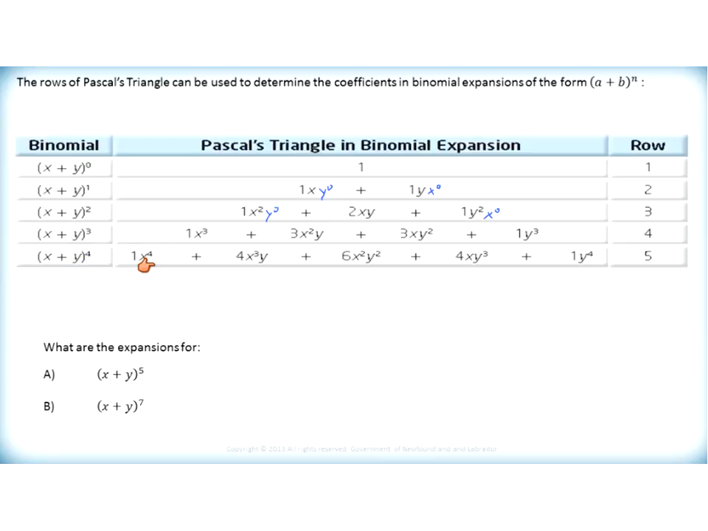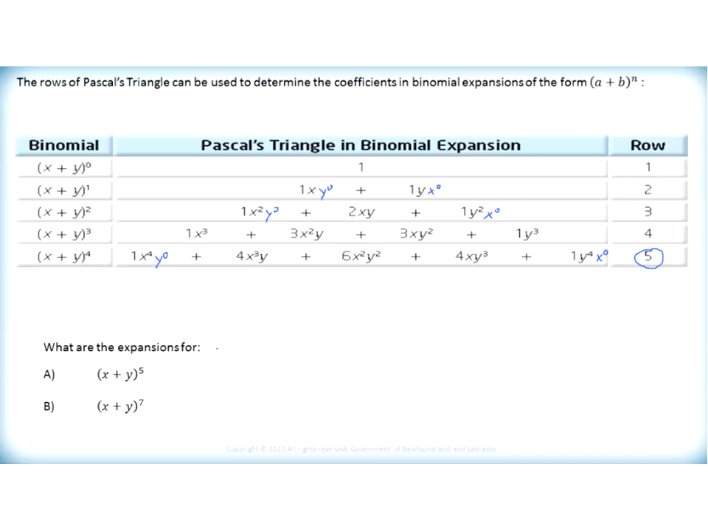X plus y to the 4, you just saw me do it. X to the 4, y to the 0. Decrease your powers of x by 1 each time, increase your powers of y by 1, starting with y to the 0. And of course, over here, we get an x to the 0. But notice again, x plus y to the power of 4 is actually the fifth row in Pascal's triangle.